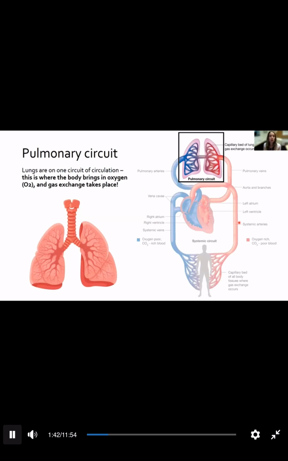Lungs are an essential component of circulation. They make up the pulmonary circuit. That is where we get rid of CO2 and take on oxygen in order that oxygenated blood can circulate through the rest of the system. So lungs are extremely important for gas exchange.